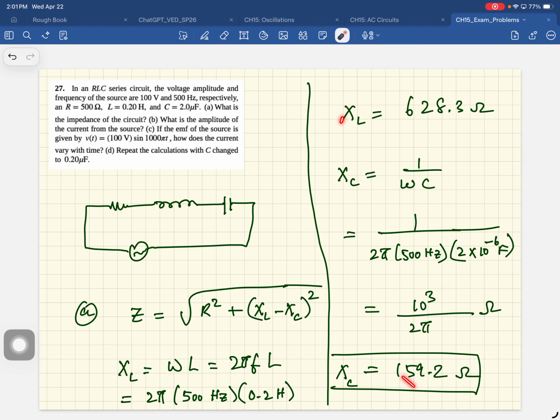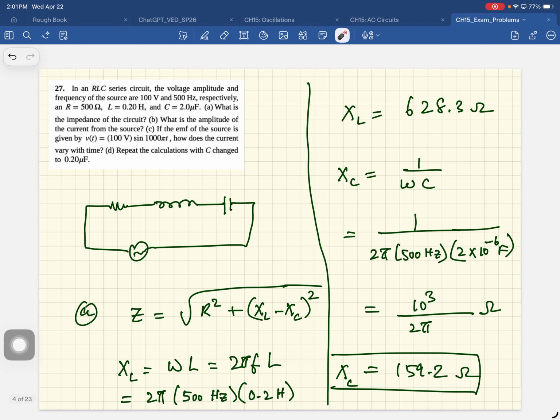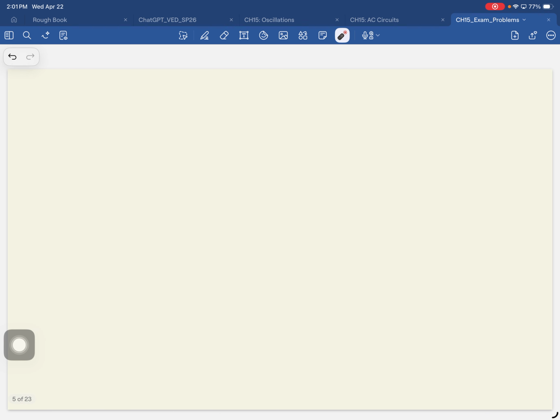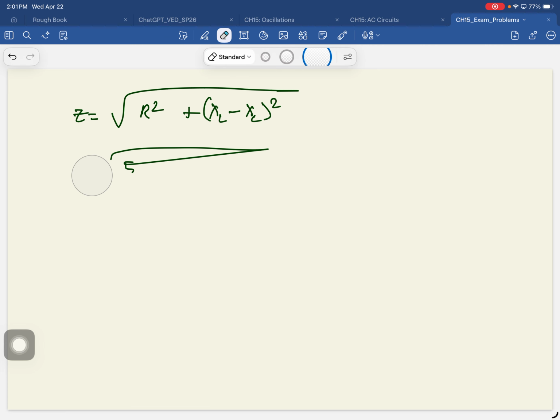Yeah, and then there's a repeat of the calculation with C changed, so you guys can do that. All right, so here's an AC source and a series RLC circuit. For the circuit shown below, what are the total impedance, the phase angle between the current and the EMF, and write an expression. Okay, so you want to calculate all those things again.